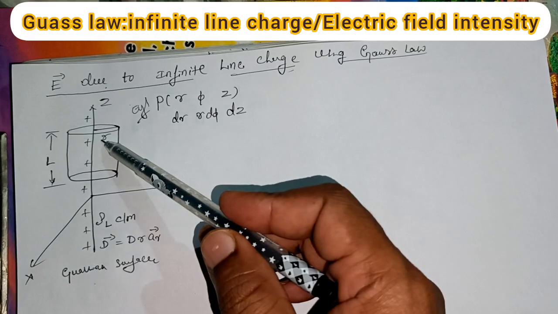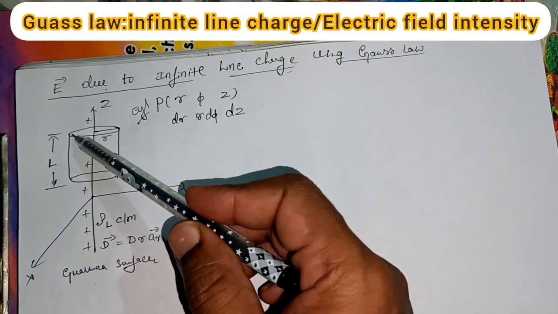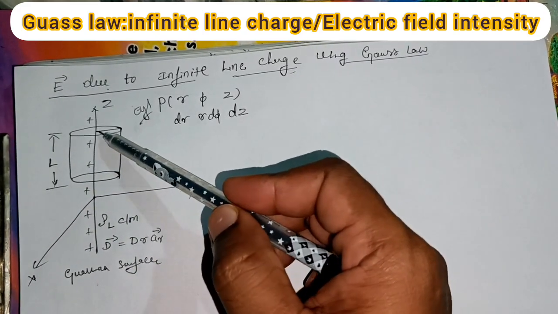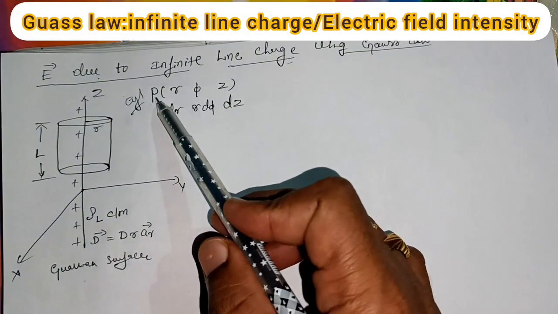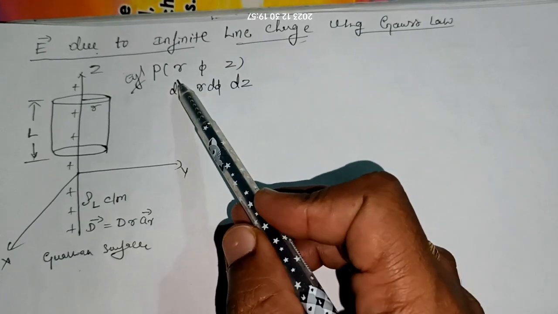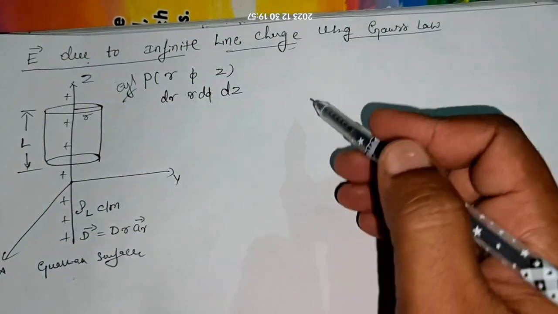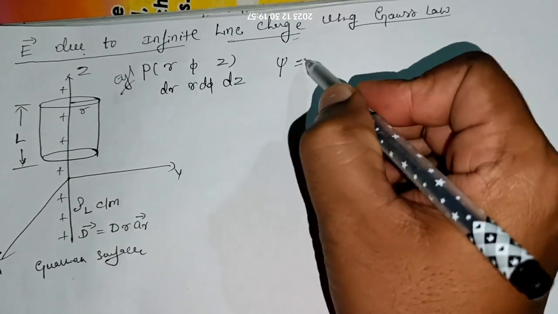with radius r. Okay, so the height of the cylinder is L and the radius is R. Here the points in the cylindrical coordinate system are R, phi, Z. So the differential elements corresponding to R is dr, phi is r d phi, Z is dz. So basically, with respect to Gauss law, we will write first.